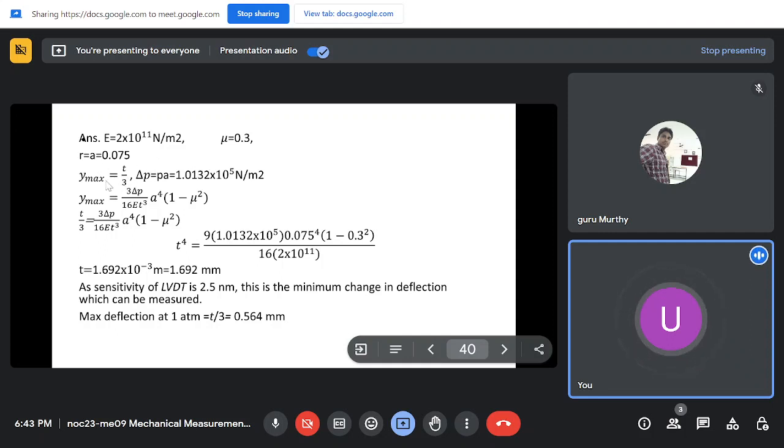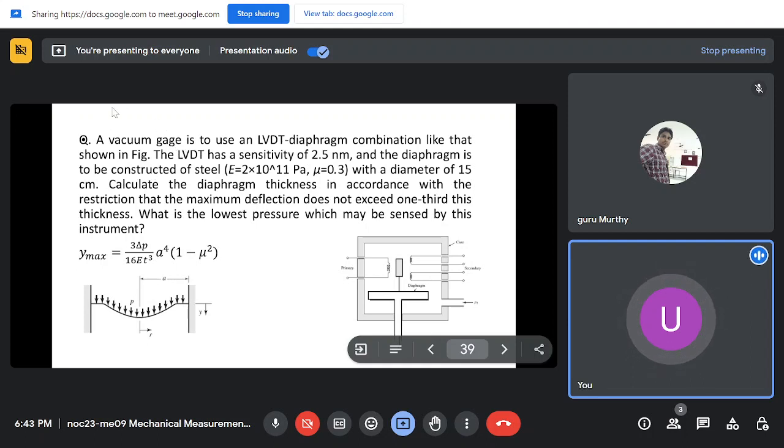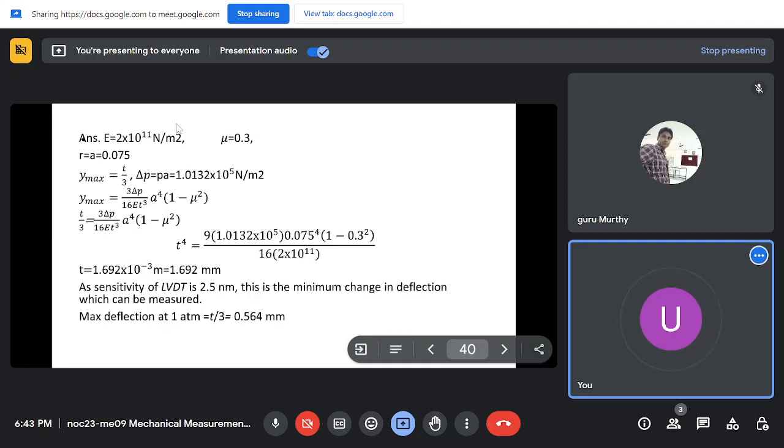Then we know that the maximum deflection is thickness of the diaphragm by 3, and the difference in pressure, as this is defined for a vacuum gauge, assuming that pressure in vacuum is 0, the maximum pressure difference which can go is the atmospheric pressure. So the difference will be PA minus 0, so atmospheric pressure, 1.0132 into 10 power 5 Newton per meter square. So that is the pressure. We know all the values.